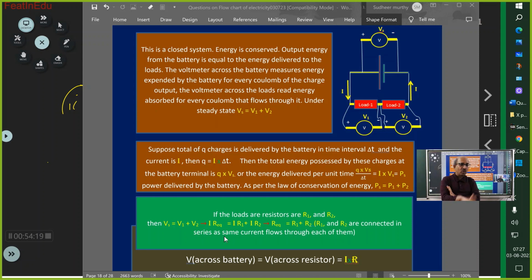Load 1 can be a resistor, load 2 can be a fan. Understood? Loads are in series, I told. What did I say? Loads are in series. When are the loads in series? When the same current is flowing. Understood? So a load is a load.